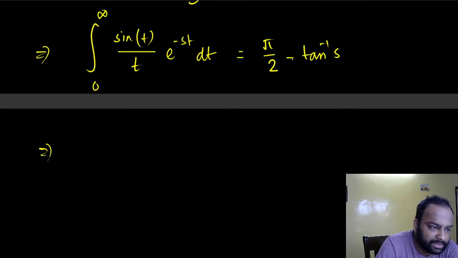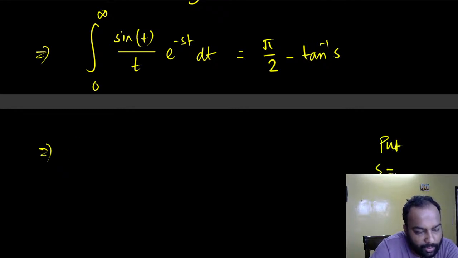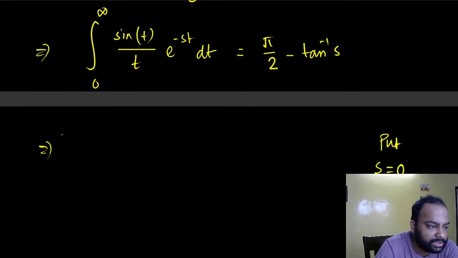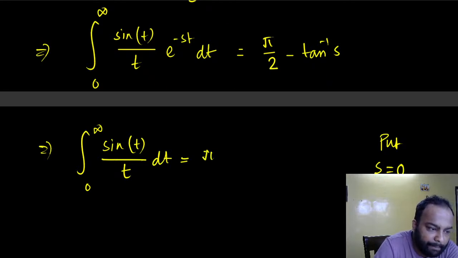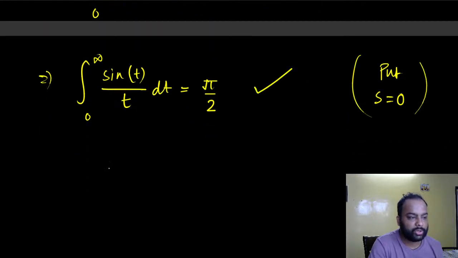So that's the thing. Now simply put s equal to 0 in this. If I put s equal to 0, then this becomes the integral from 0 to infinity of sine t by t, and e to the power 0 is 1. So essentially it becomes pi by 2 minus tan inverse 0, which is 0. So essentially this is the result. The integral from 0 to infinity of sine t by t dt is equal to pi by 2. Very simple.